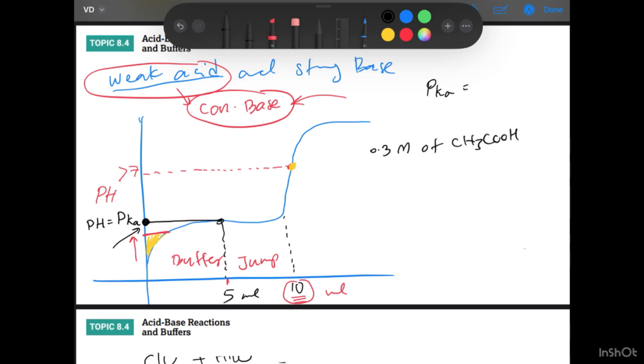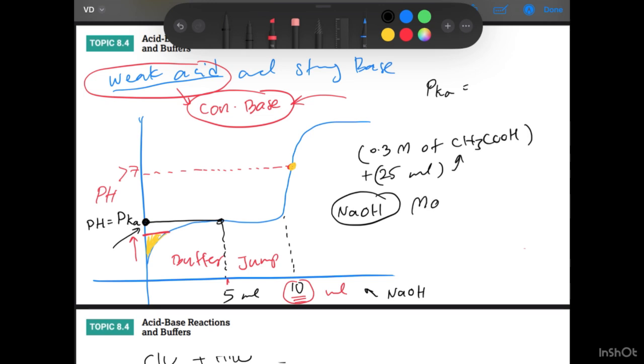Okay, 0.3 molar of CH3COOH, which is a weak acid. And we take 25 milliliters of this acid and make a titration with sodium hydroxide, NaOH, which is the base right here, like the x-axis. My question is, how can I calculate the molarity, I mean the concentration, of the NaOH?